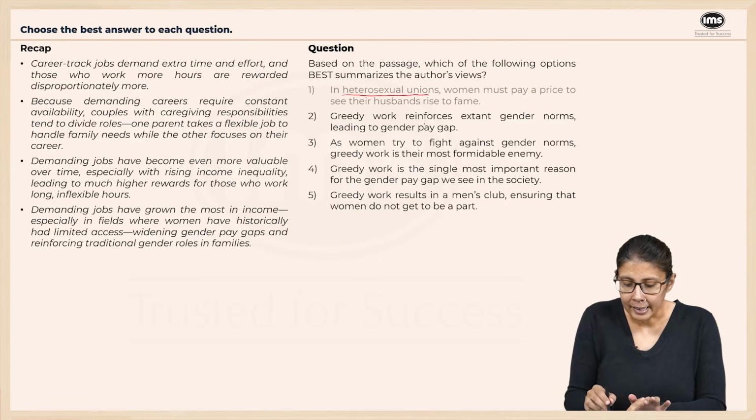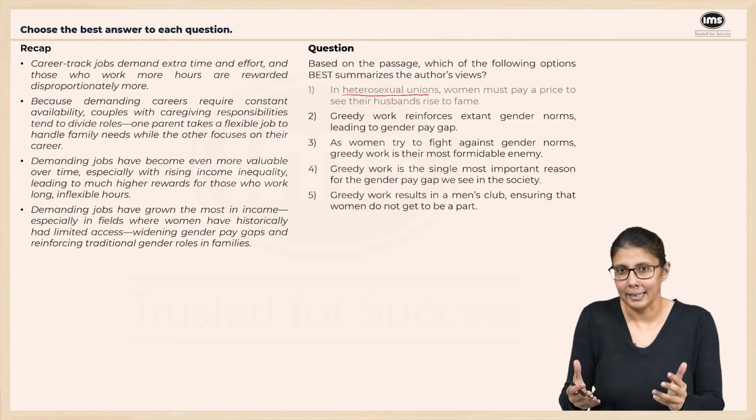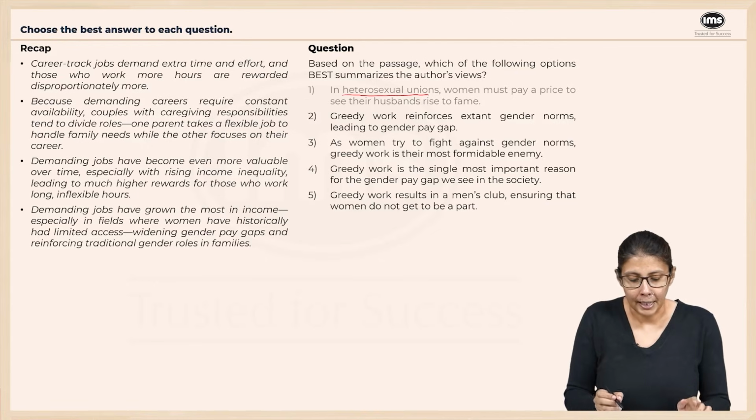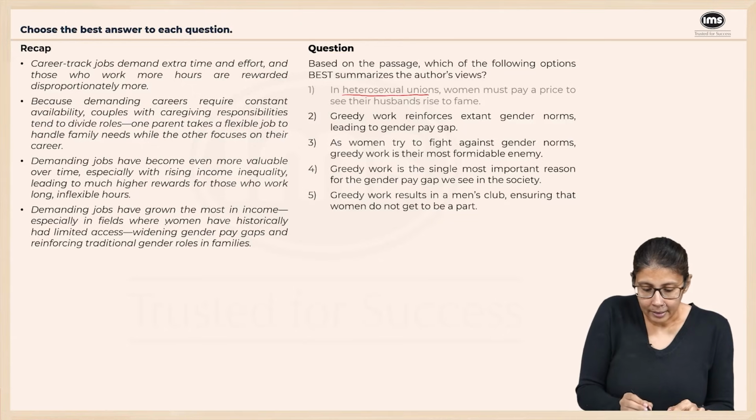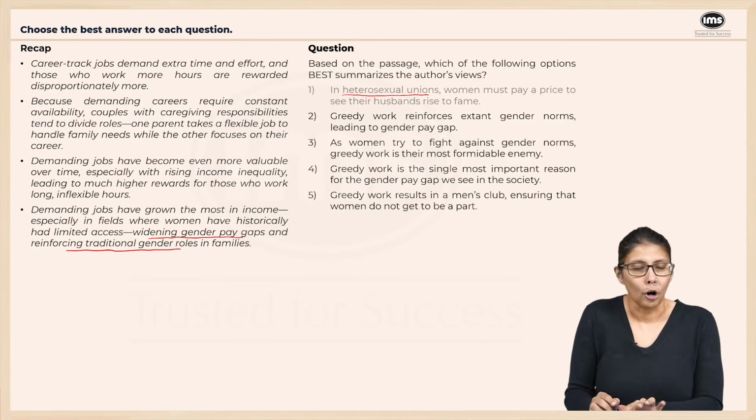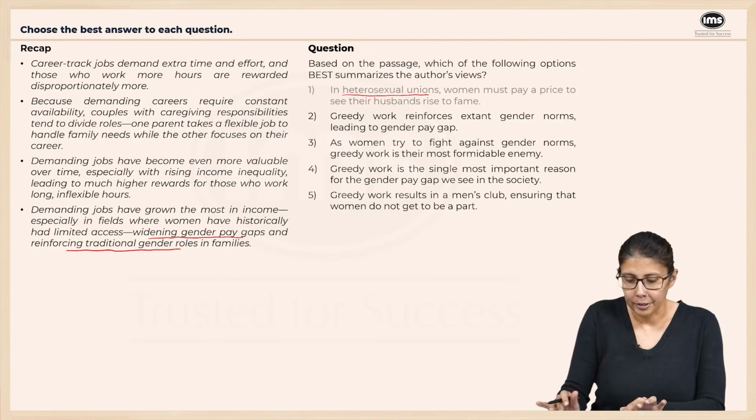The second one says greedy work reinforces extant gender norms. Extant means existing, leading to gender pay gap. Now this is clear from the last part of paragraph 2. It does say that demanding jobs have grown and this has led to widening gender pay gaps and reinforced traditional gender roles. So option 2 seems to be on point.